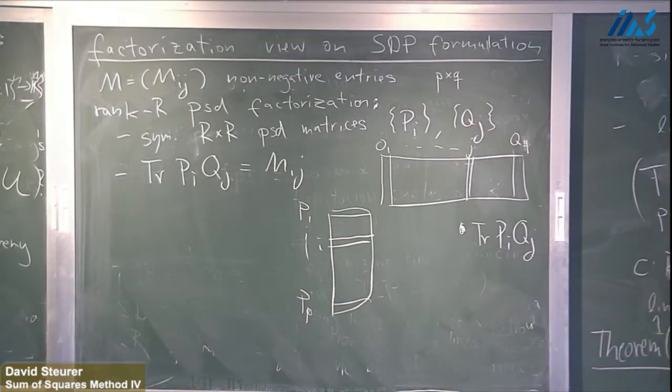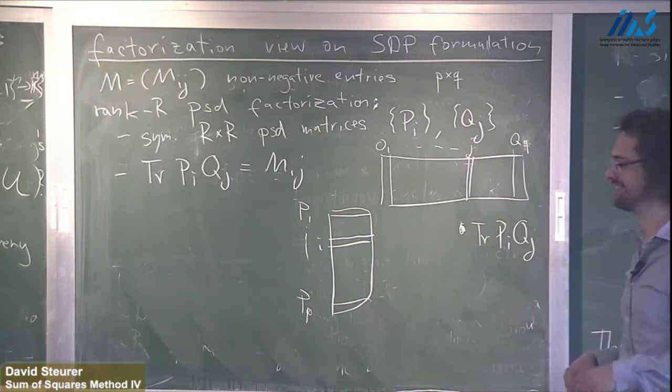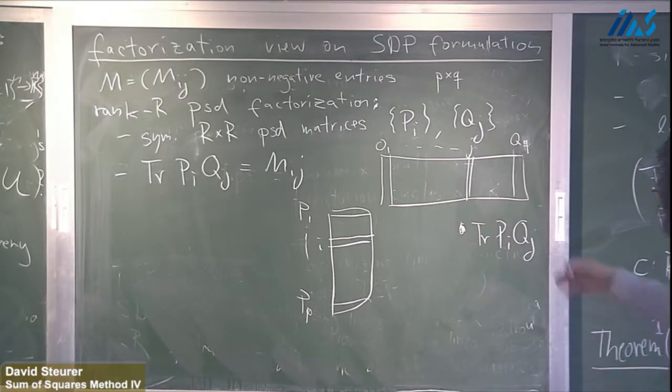Say again? Why is it non-negative? If you take the trace of two PSD matrices, that will be a non-negative number. Yes, we will also see other reasons why this is non-negative. The trace of P_i Q_j is just the inner product. Yes, that's the right notion of inner product for matrices. But that doesn't explain your answer, because inner products are not necessarily non-negative. Yes. Okay. Very good.